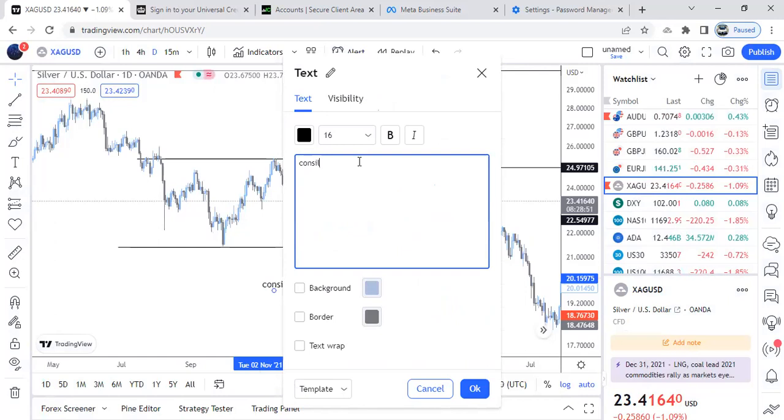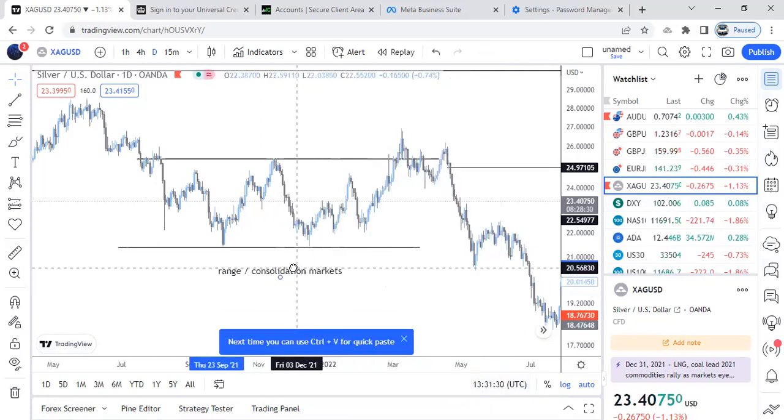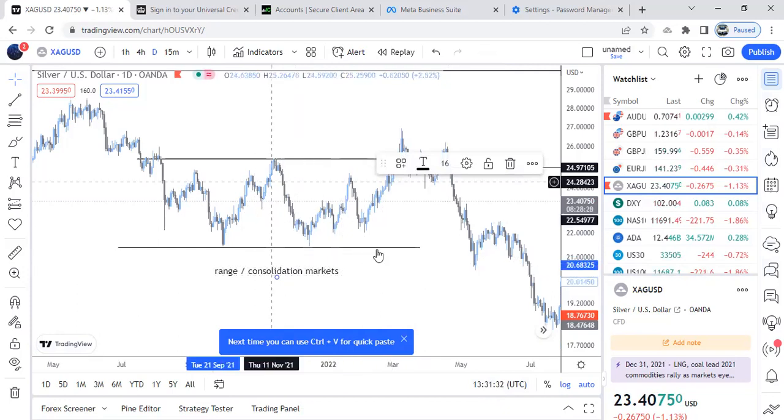Consolidation, range. Range slash consolidation markets.